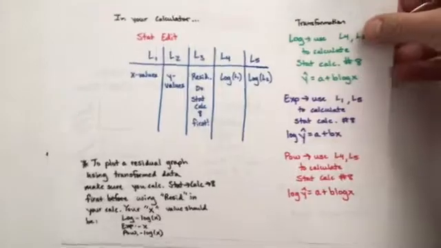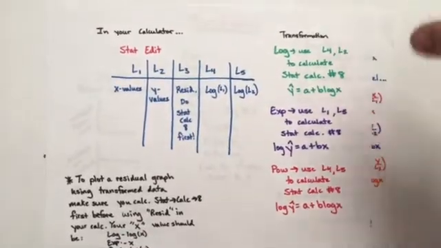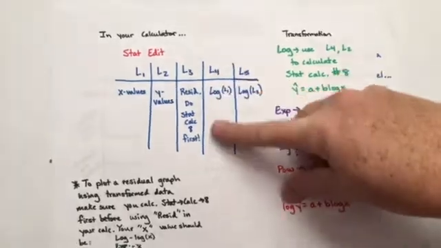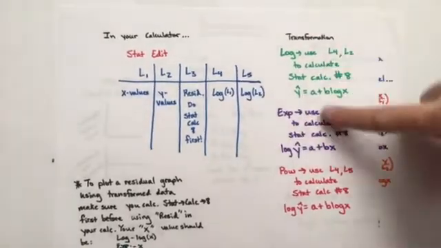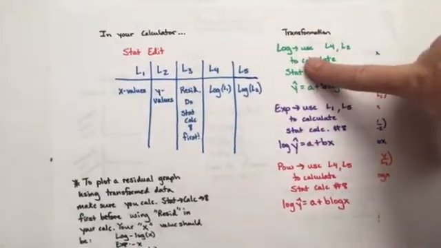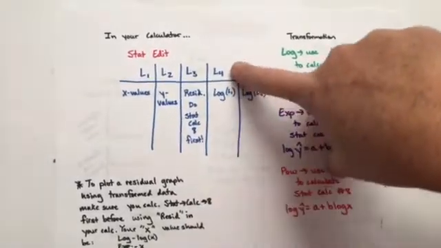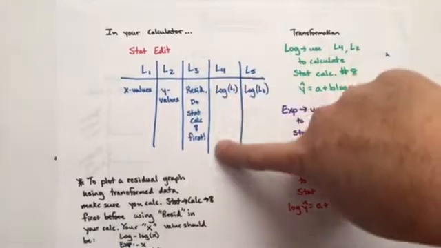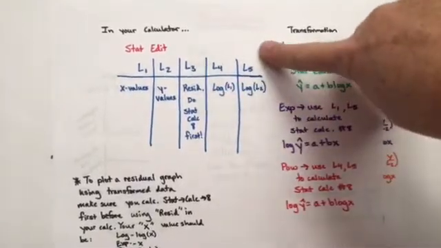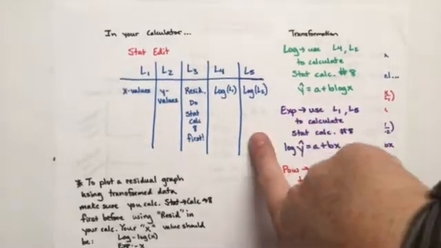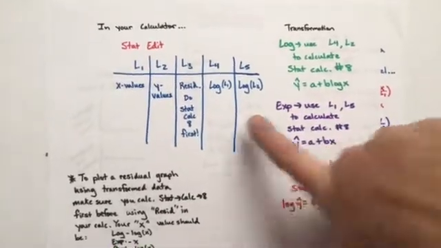However, if they did not look so great, they don't look linear, then you're on to transforming. So you would need to go ahead and put in whichever one is appropriate. So if you've decided log is appropriate, then I've just put a hypothetical here. Like let's say I took log of the x's and I placed those in L4. And I have log of the y values in L5. Then I have everything I could possibly need to do a transformation.